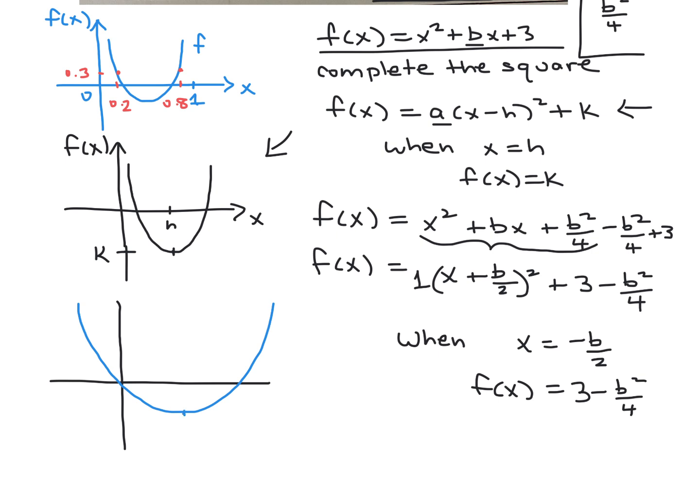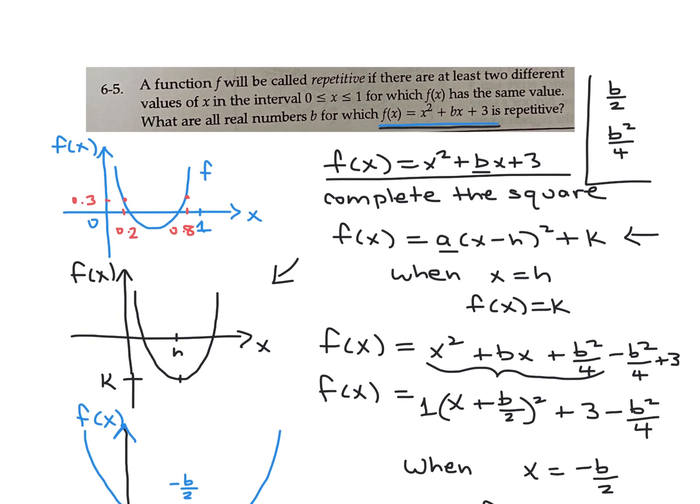Then that means that, and this is x, and this is f at x. So that means that when, in this case, x is minus b over 2, this point right here corresponds to 3 minus b squared over 4. Okay, now that graph is just an example. It wouldn't necessarily look exactly like that, but I'm just giving an example. Okay, so now what do they want us to do in this question?